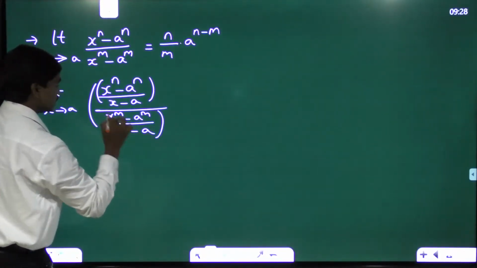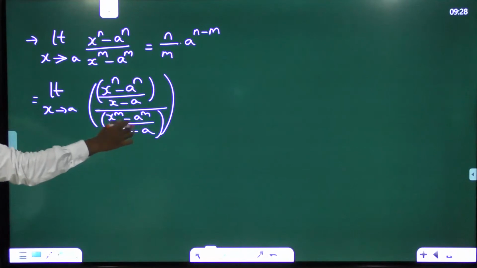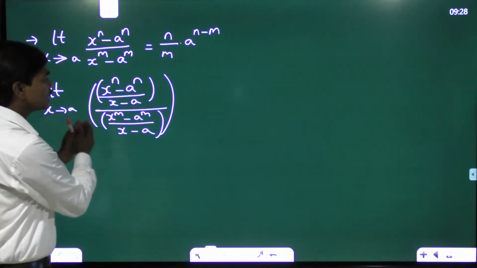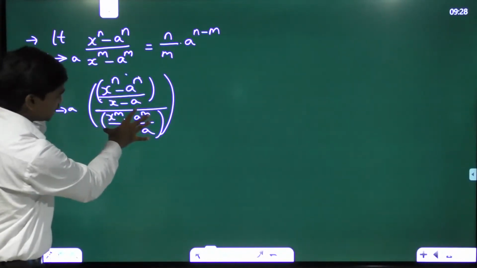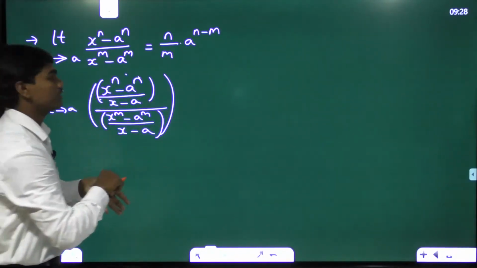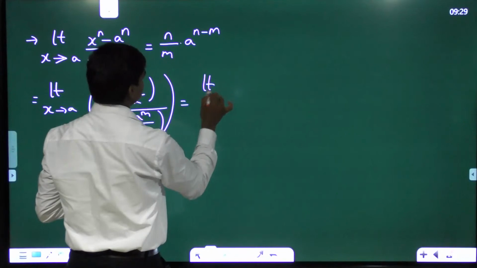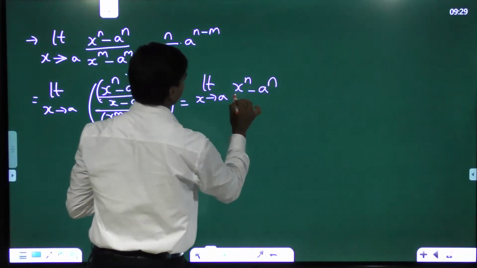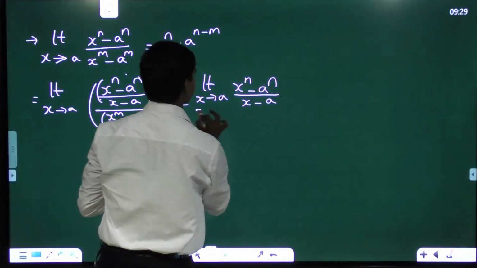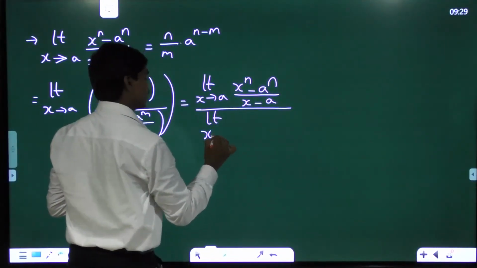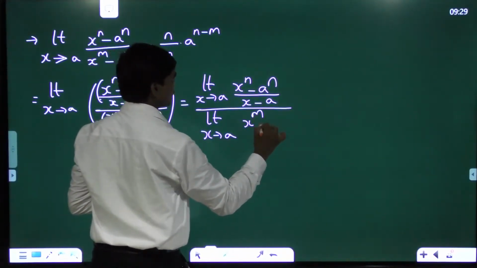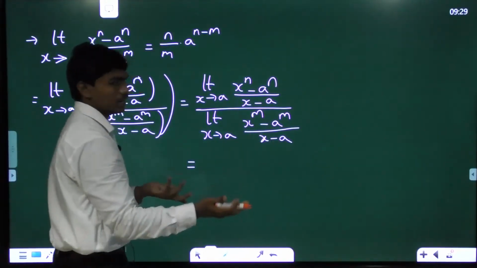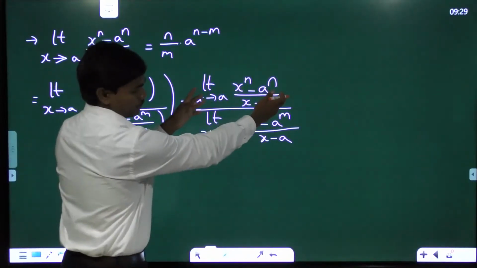Can we do this? So that we could cancel this x minus a and we could still retain this term, which is here. And I told you clearly, if there is limit x tends to a, f of x divided by g of x, we could write the limits separately for each case. So which means I could write here limit x tends to a, x power n minus a power n divided by x minus a, divided by limit x tends to a, x power m minus a power m divided by x minus a. Now you know well than me what's the answer of this limit, because you have seen it just now.